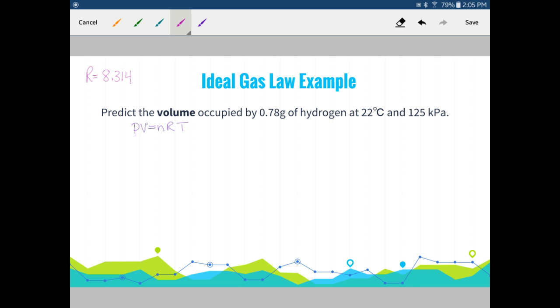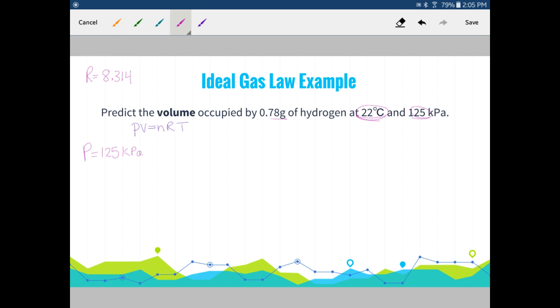Now, when we look at this, we are going to look at the volume occupied by 0.78 grams of hydrogen at 22 degrees Celsius and 125 kilopascals. So let's begin to jot some of these numbers down. We have a pressure of 125 kilopascals.